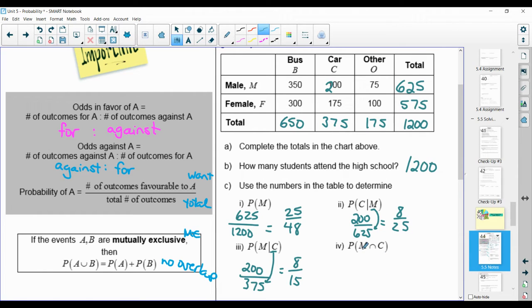Now, what about the probability of being male and driving a car? How many males also drive cars? If we take a look there, the number of males that also drive a car is 200, but now we're looking out of the total possible. So 200 males out of 1,200. So the probability of being male and driving a car is 200 out of 1,200, which is 1 over 6.